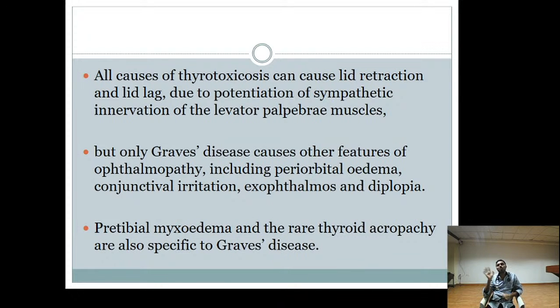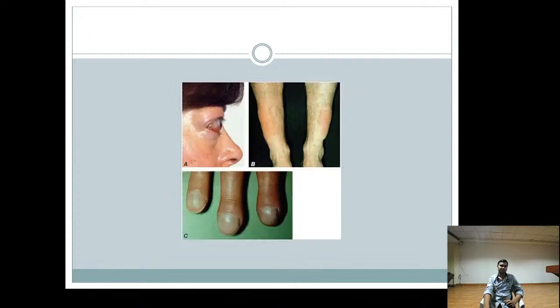All causes of thyrotoxicosis can cause lid retraction and lid lag due to sympathetic innervation of levator palpebrae superioris muscle. But what is the difference between the thyrotoxicosis due to Graves' disease and due to other causes? In Graves' disease, along with lid lag and lid retraction, there is ophthalmopathy, including periorbital edema. There may be conjunctival irritation, exophthalmos, and diplopia. There is pretibial myxedema, and rare thyroid acropathy may be present in Graves' disease.